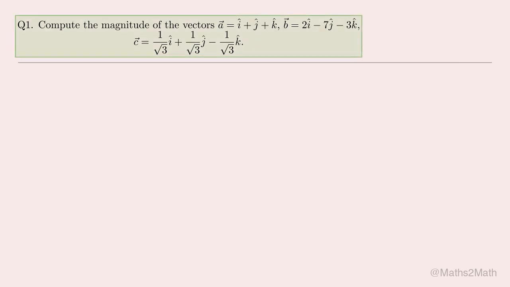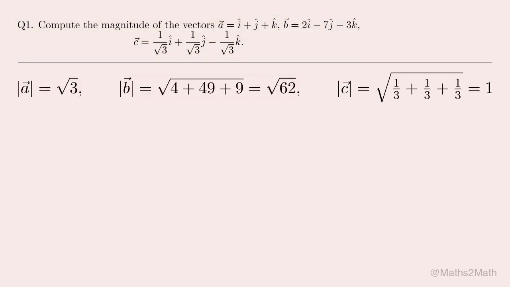Question 1 of components. 3 vectors, 3 magnitudes by the root of the squared components. The third is built to have magnitude exactly 1. Root of the sums of squares. Root 3, root 62, and 1.